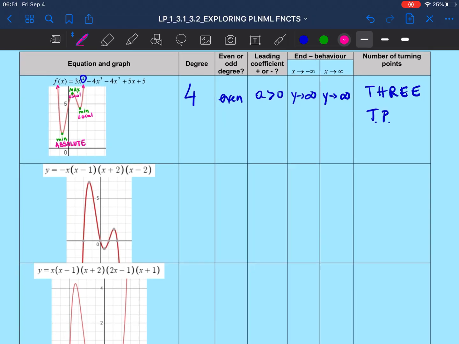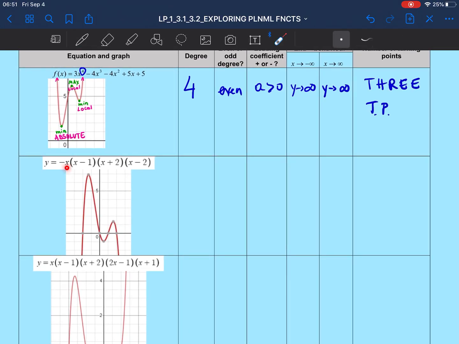Now, the next function has negative x multiplied by x minus 1, x plus 2, x minus 2. So we have x being multiplied 4 times, so that leads us to think that that's degree 4, because x times x times x times x will give an x to the power 4. The leading coefficient is a negative 1 times 1 times 1 times 1. So the leading coefficient will be negative. And obviously the degree is even.